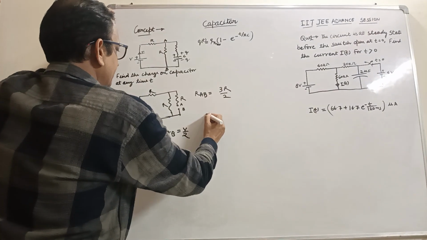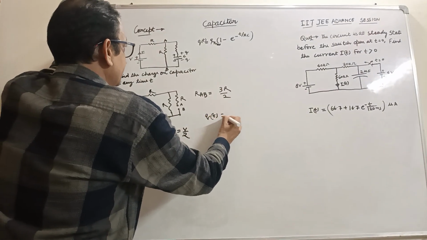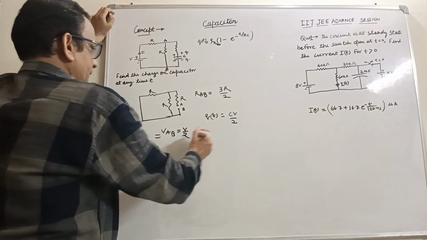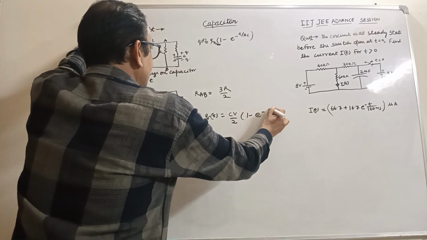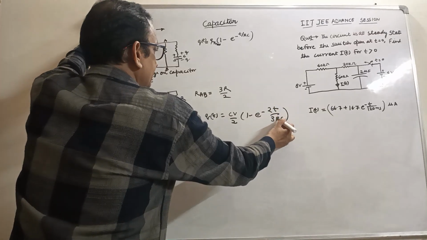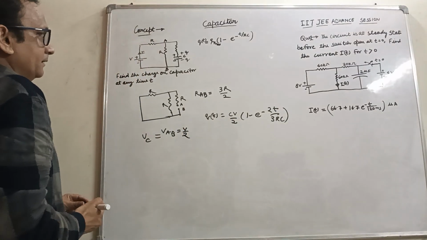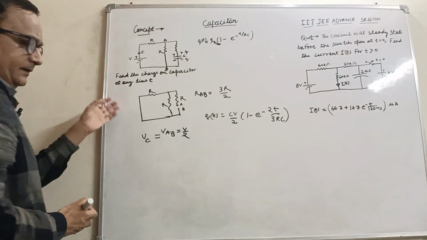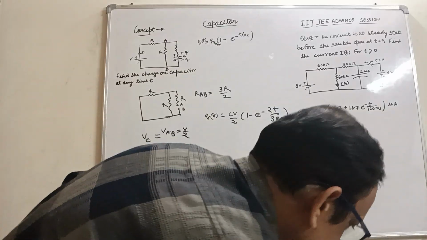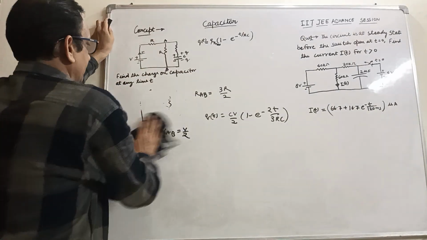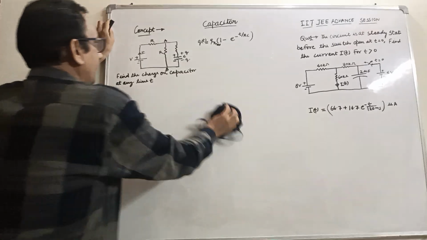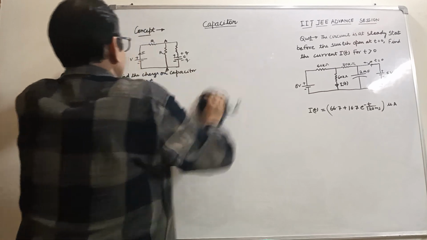So we can write here Q at time t would be CV by 2, Q maximum is CV by 2, and 1 minus e raised to the power minus 2t by 3RC. R equivalent is 3R by 2. So this result is easily obtained by using the Thevenin theorem, and by Kirchhoff's current distribution we can also find the charge at time t.